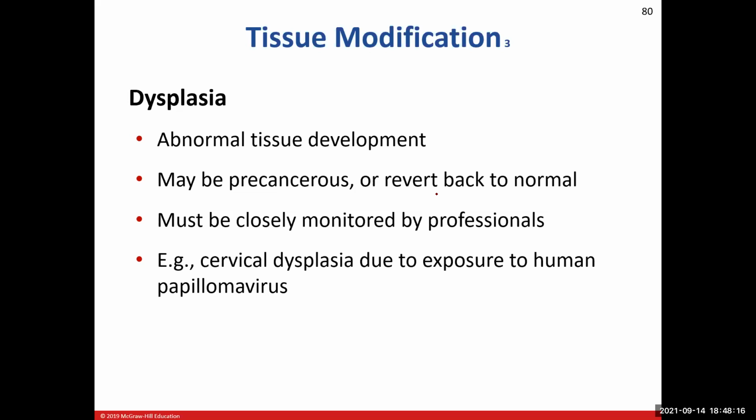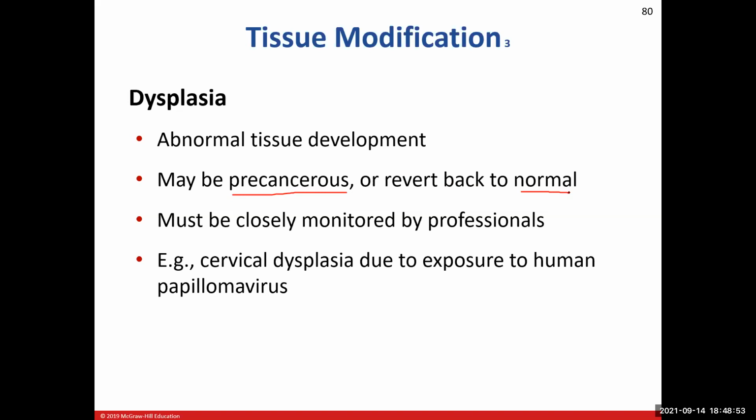Dysplasia. This is where you start to see some abnormal tissue development occurring. And I talked about this when we were talking about pap smears. So in some cases, this tissue could become precancerous. And if left alone, it could potentially develop into a neoplasia or a cancer, or it could revert back to normal. So in situations like this, you just have to basically keep an eye on this type of tissue.